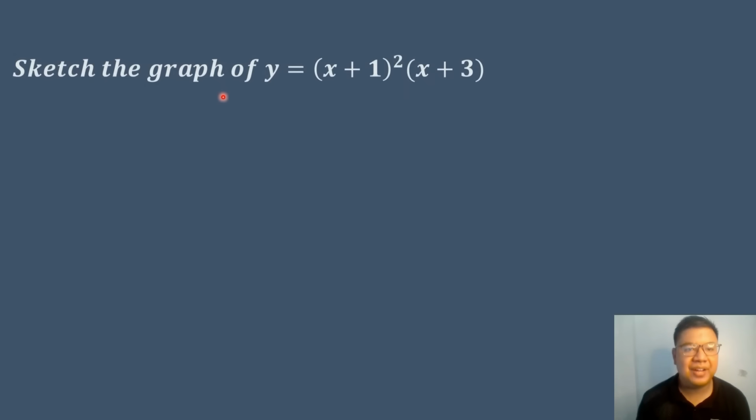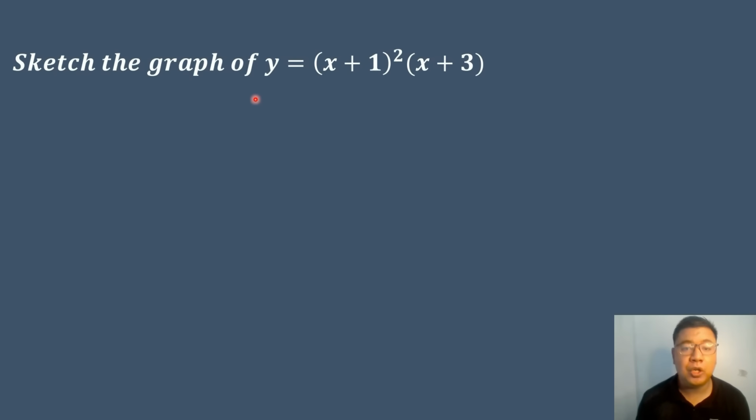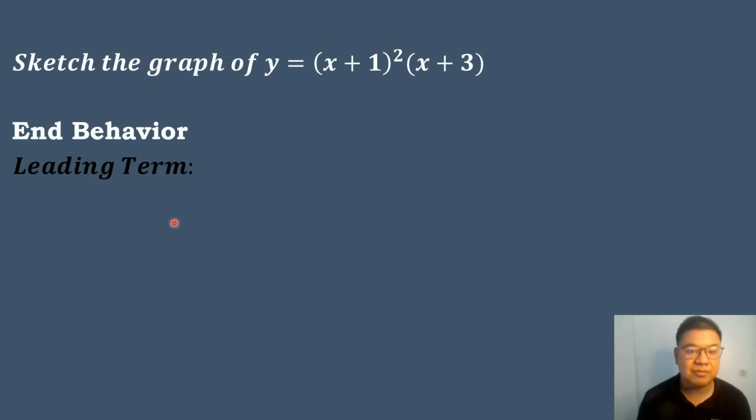So after we have gotten the x and y intercepts of the polynomial function y is equal to the quantity (x plus 1) to the second power times (x plus 3), the next step is to get the end behavior. So we will identify the leading term. So we have x times x is x squared. x squared times x is x to the third power. So the leading term is x to the third power. So the leading coefficient of the leading term is equal to 1, which is greater than 0, and the exponent is the third power, which is an odd number.